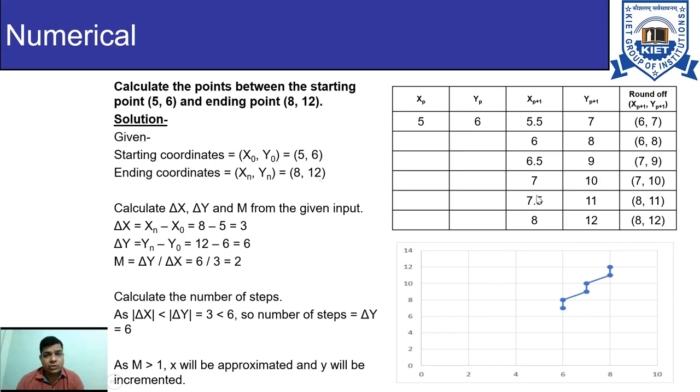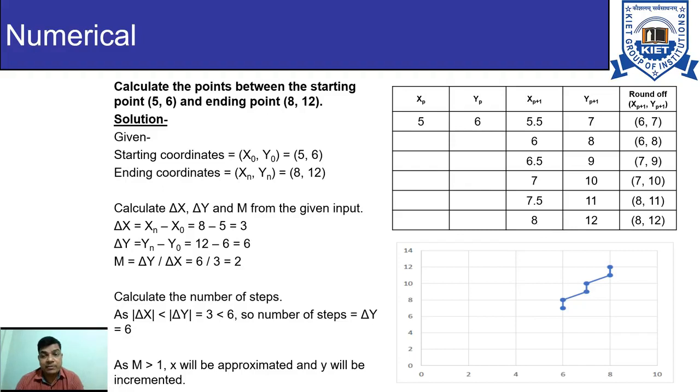So what about the x values? We are simply adding the inverse of the slope, and I know that the slope of the line is 2, so the inverse value is 0.5. I am simply adding 0.5 to each value of x. Starting from 5 I get 5.5, then again adding 0.5, 6, again 6.5, 7, 7.5, and finally I get 8.